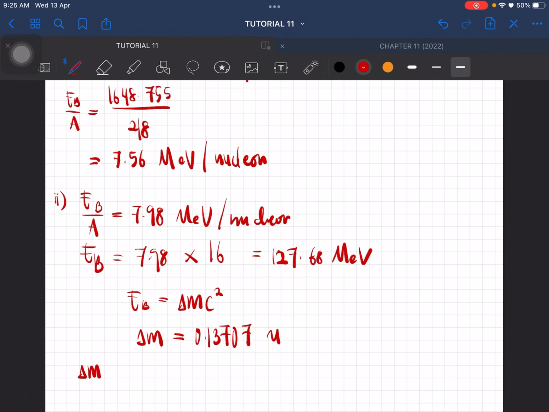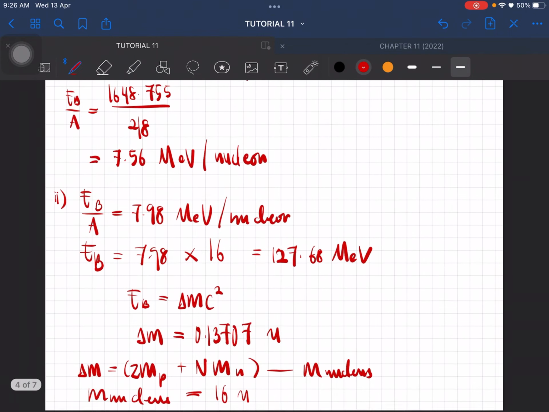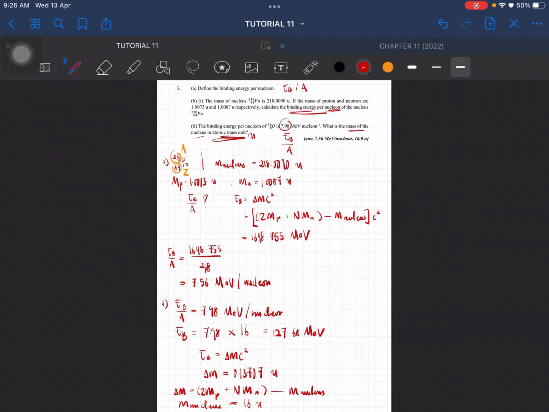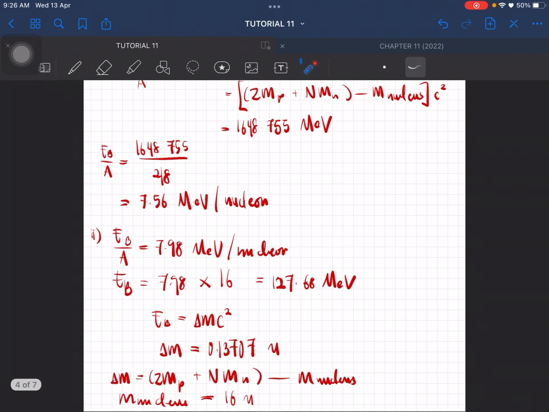After that, we are going to use the mass defect equation, that is, this mass of the oxygen nucleus. So from here, you will get the mass of the oxygen nucleus, rearrange it, and then you will get 16 U. 16 U, okay? That's the answer. Right? Can you understand? I'm sorry if it's a bit confusing.